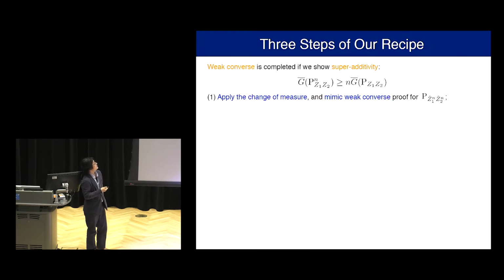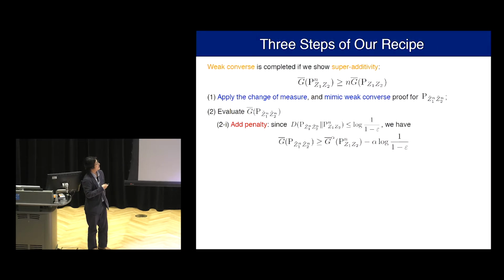In our approach, we first apply change of measure and we mimic the weak converse argument for the changed measure. The second step is evaluation of some optimization problem for the changed measure. However, because the changed measure is not an IID distribution anymore, directly evaluating this optimization problem is not easy in general. So we add a penalty.